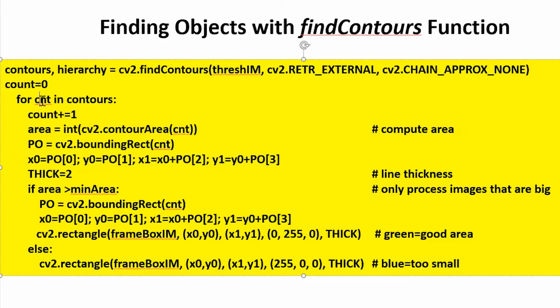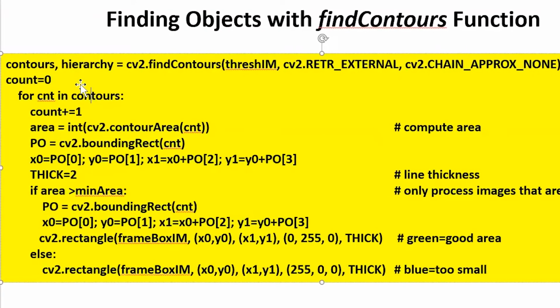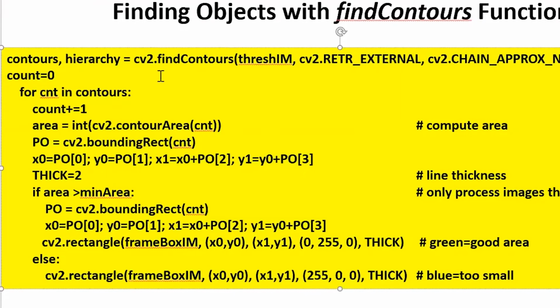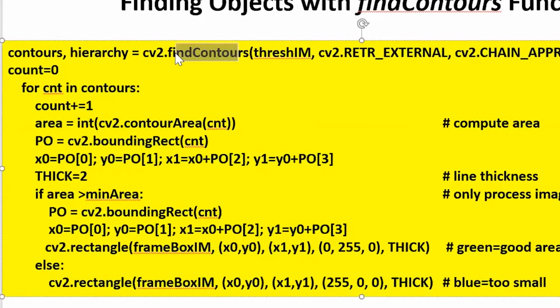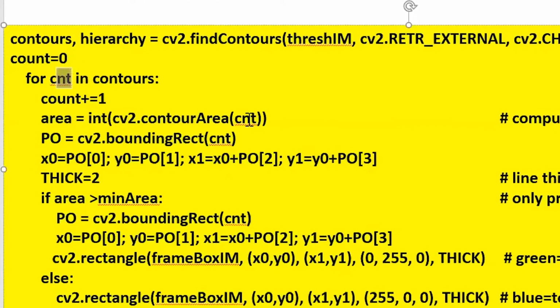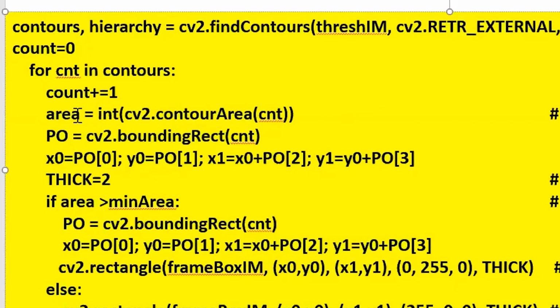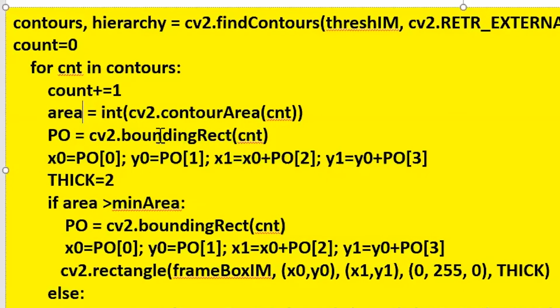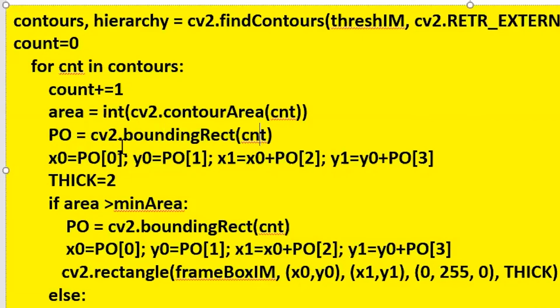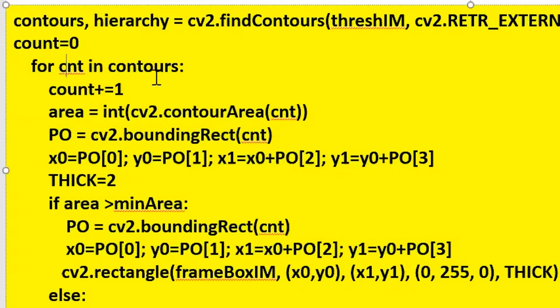So CNT is going to be one of the objects in the contour list. This is an object in the list of objects it found with this contour program. So each CNT is an object. And now look, we're doing a function on the object. If you ask contour area of the object, it'll return the area. If you ask, give me the bounding rectangle of the contour, it'll return the coordinates. So CNT is an object in a list of objects from the find contour function.